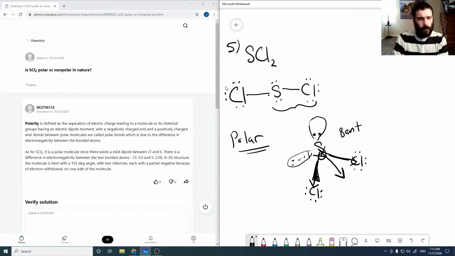Okay, so polarity is defined as separation of charge. There's a mild dipole between chlorine and sulfur, and it's a bent structure. So there's no symmetry here, so the dipole is not going to cancel, and so we're going to get a dipole. So the solution is correct.